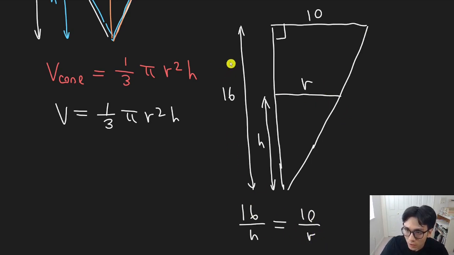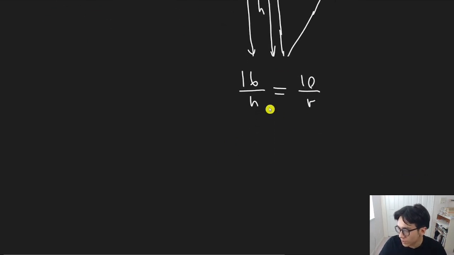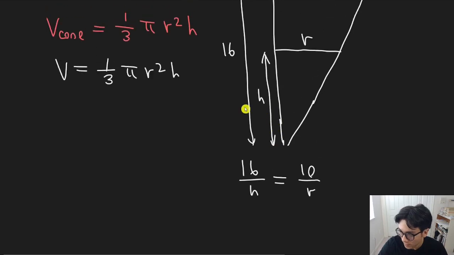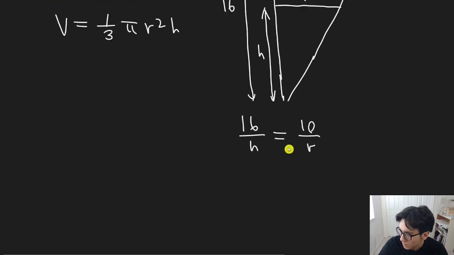Okay, so the ratio of big triangle to small is the same as big triangle to small. Very nice. So now we have a relationship between h and r, and now we're going to use this to try to eliminate r in the question, right? We want to eliminate r so that it would have h only left over. That means I want to solve for r in this equation.